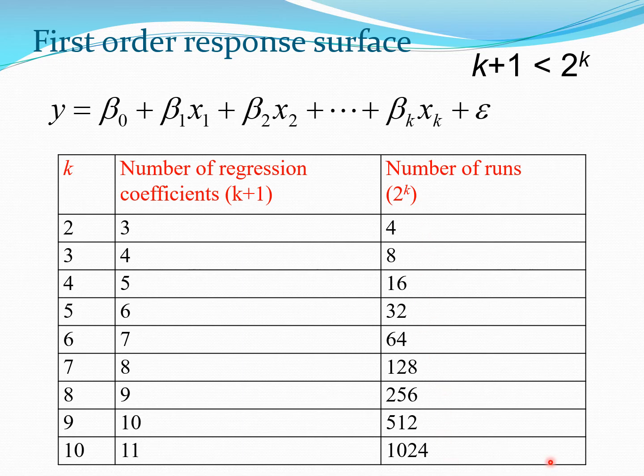Now of course in each of these cases the runs are more than the regression coefficients, so we can say that k plus 1 is less than 2k for all values of k 2 and greater, and therefore this is a sufficiently good model for fitting a linear response surface. So if you are going to fit a response surface of this form, that is beta 0 plus all the linear terms, then your 2k design is quite sufficient for fitting such a response surface.